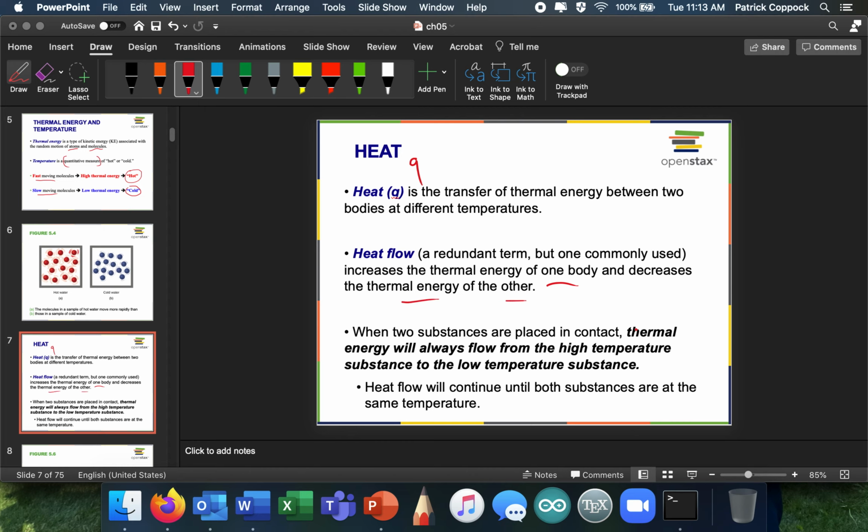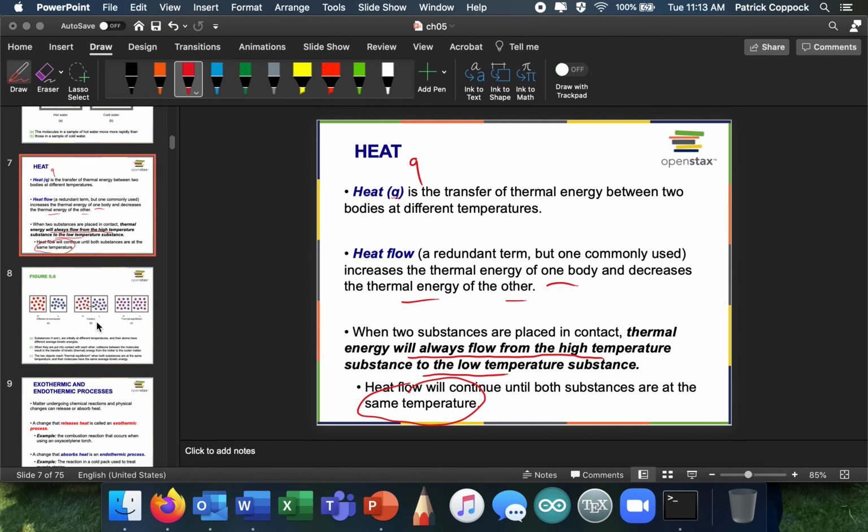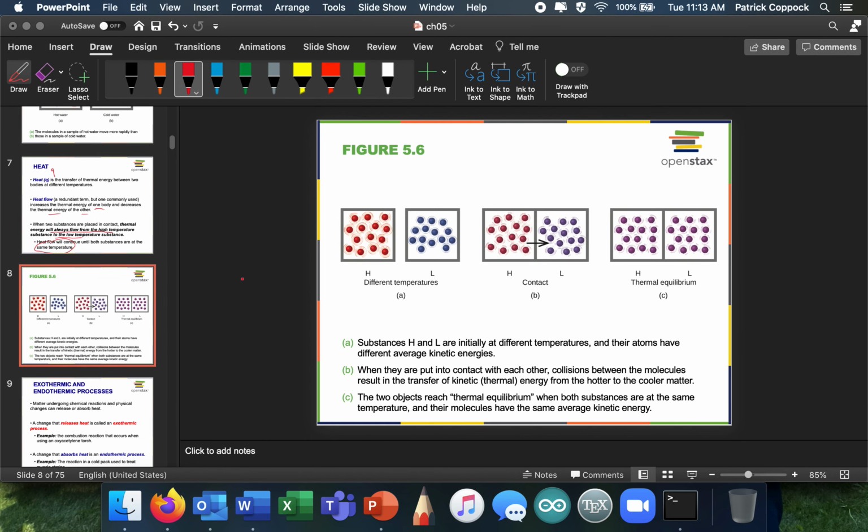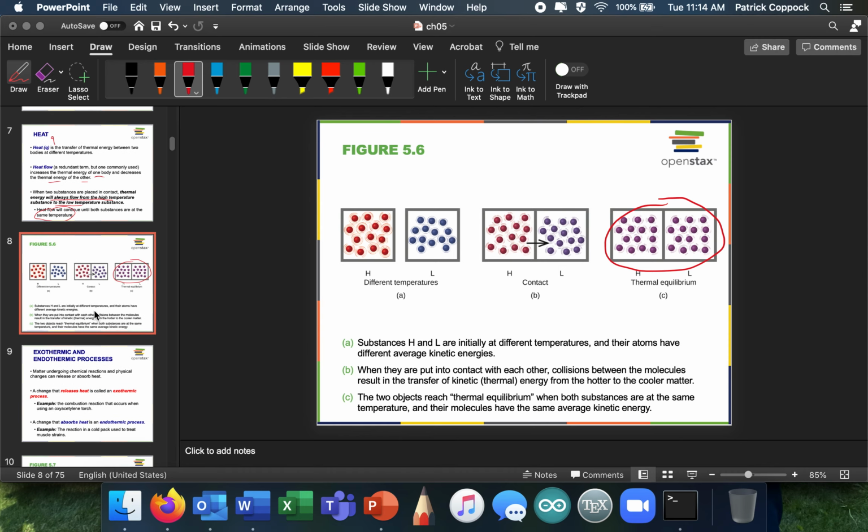In other words, thermal energy will always flow from the higher temperature to the lower temperature, right? Heat flow will always go, and it's always going to do that until both bodies achieve the same temperature. All right, so here's a pictorial example. If you have hot water and cold water and you allow them to come into contact, then the heat is going to flow from the higher temperature to the lower temperature until they both have the same temperature. And when they're the same temperature, we would say that they were in thermal equilibrium.